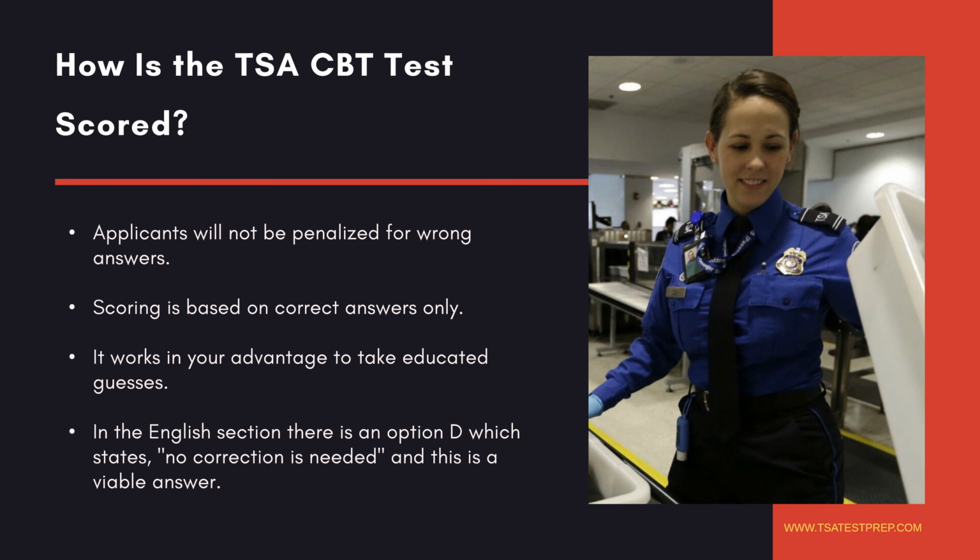How is the TSA CBT test scored? Applicants will not be penalized for wrong answers. Scoring is based on correct answers only. It works to your advantage to take educated guesses, so don't leave any answers blank. In the English section, there is an option D, which states no correction is needed, and this is a viable answer.